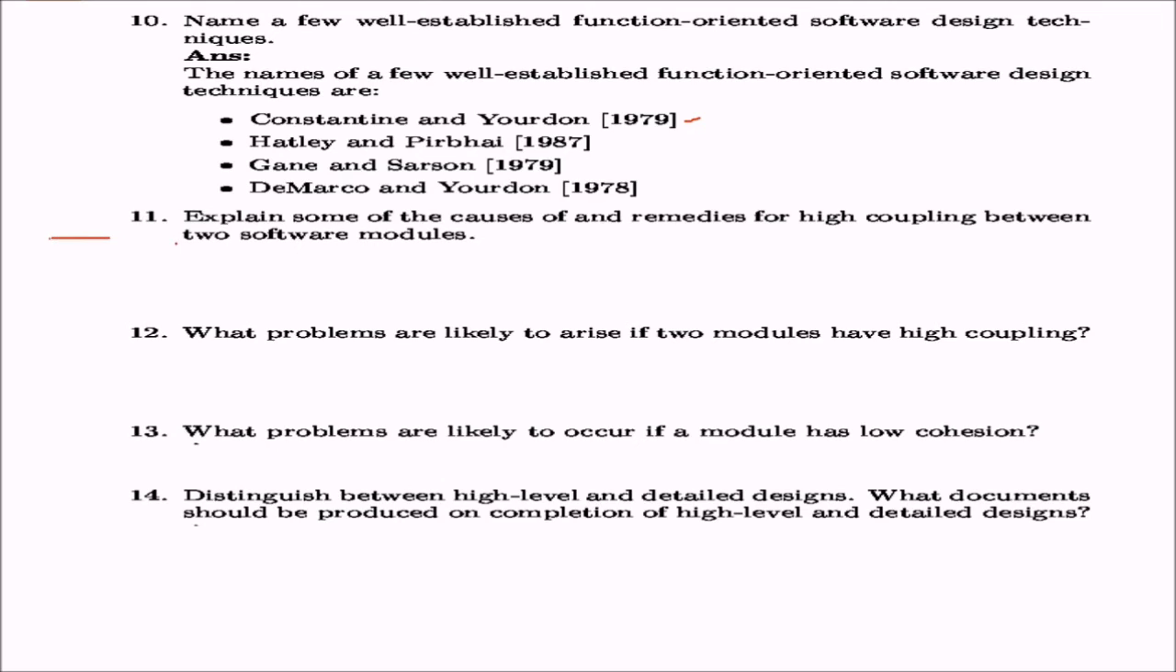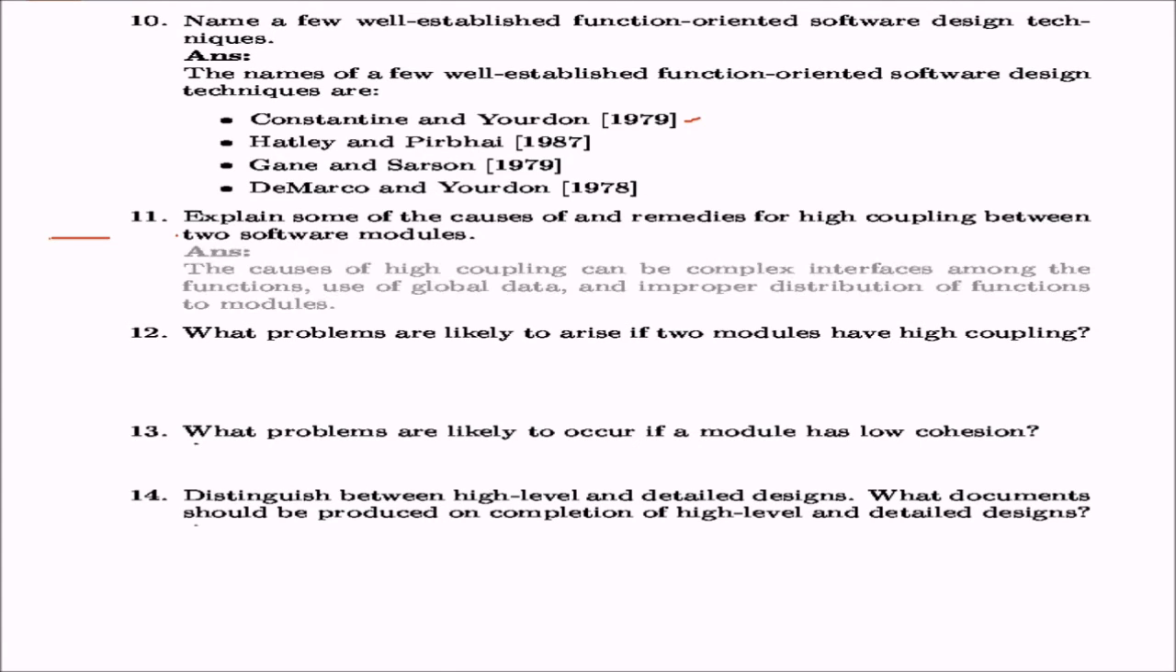11th is: explain some of the causes and remedies of high coupling between two software modules. What is the cause? What are the after effects? First of all, if you have highly coupled modules, then you will have to provide complex interfaces among the functions. You have to use global data because both the modules are interdependent and they will use some global data. And then finally, you will have improper distribution of functions to modules.